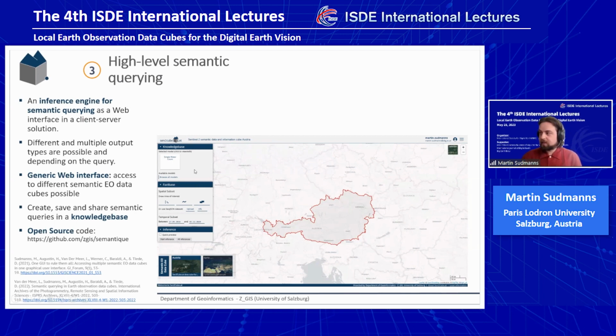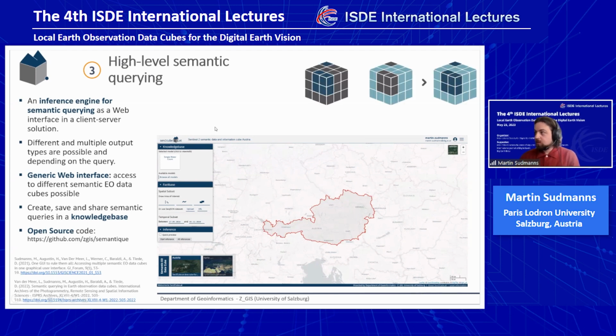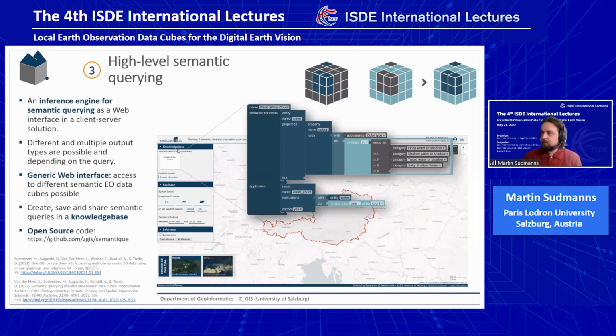This front end is generic, so it doesn't only work with our data cube. You can work with other data cubes as well, as long as they are semantically enriched, and I will explain to you how that works. So in our data cube, you have attached to that a so-called knowledge base where the semantic models are stored, again, this is a graphical example. And this applies the algorithm that you define in a graphical way to the data cube and creates the output.